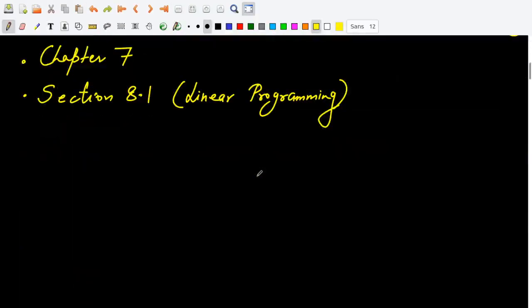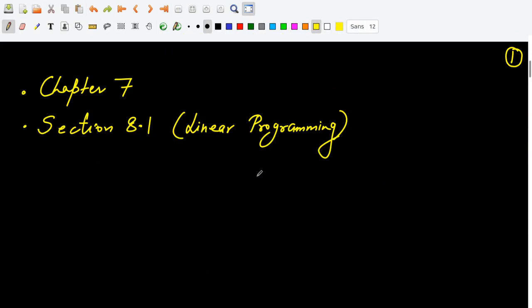The recommended reading for this lecture is chapter 7 from our textbook by Roger Fletcher, and also some introduction part of chapter 8 on linear programming.